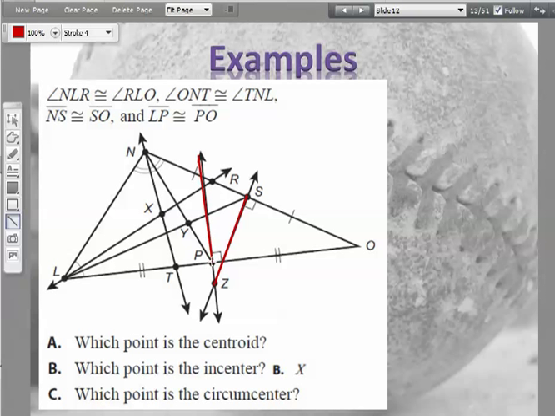Oh, I was almost confusing myself. I needed to go straight. Since this is an obtuse triangle, that means that my circumcenter is going to be outside the triangle, which means point Z is going to be my circumcenter. Now if it was acute, remember, it would be on the inside, and if it was right, it would be on the triangle. But in this one, it's obtuse, and so it's point Z outside the triangle.